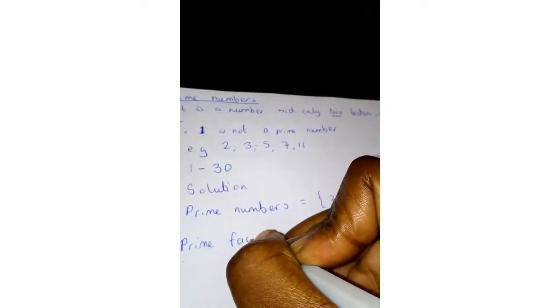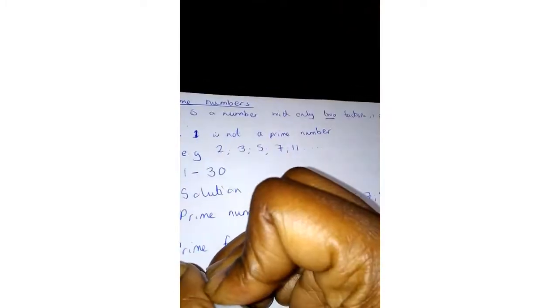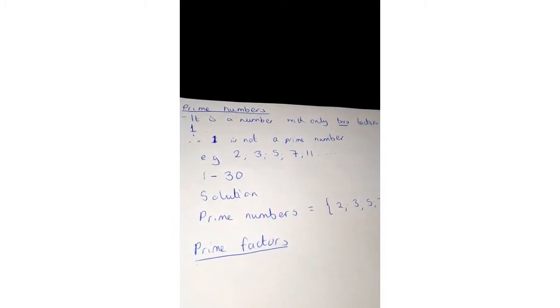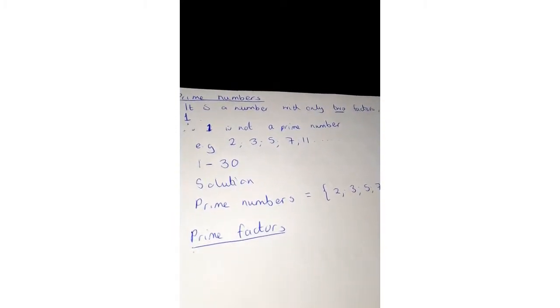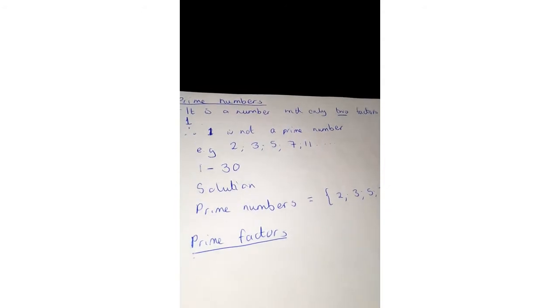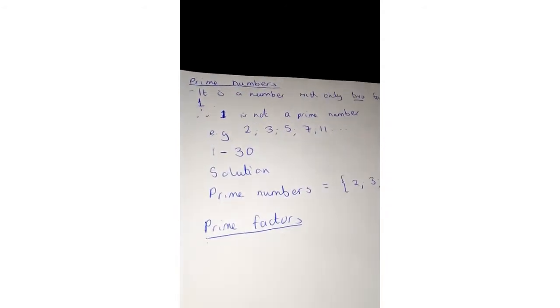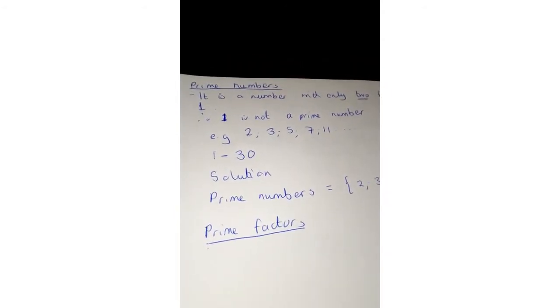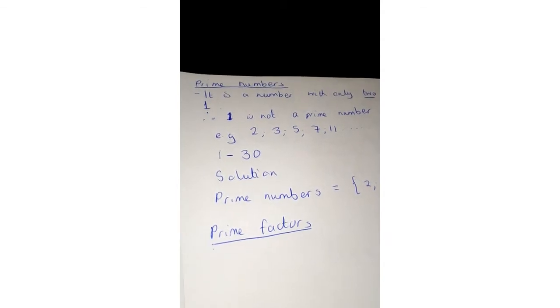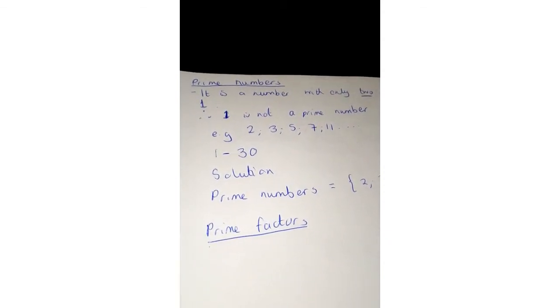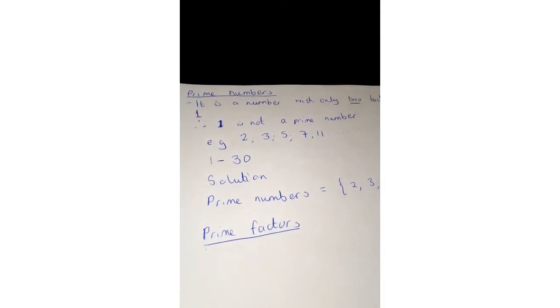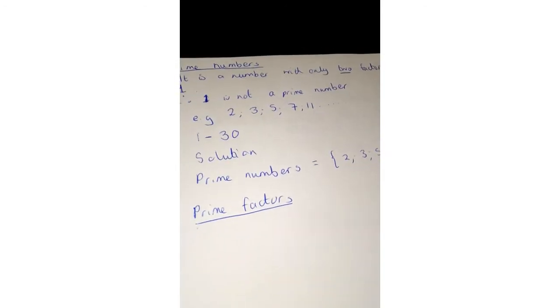Okay, then after this we can now introduce prime factors. You now know what a factor is and a prime number is. So prime factors are factors that are prime. The factor being a number that divides into another number without leaving a remainder. And a prime number, it's a number with only 2 factors, that is 1 and itself. So what is a prime factor?